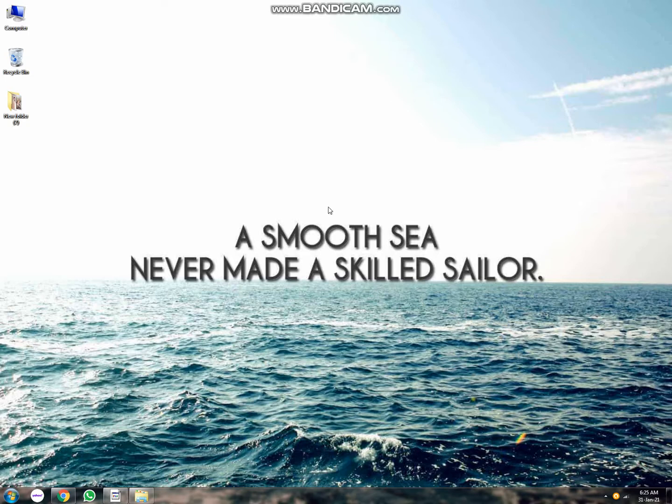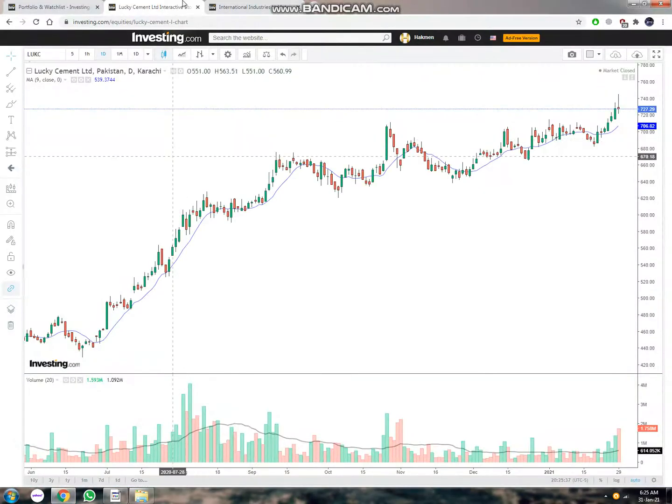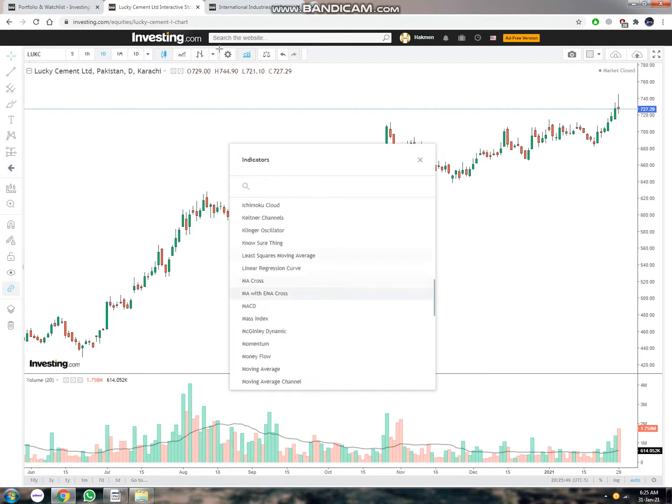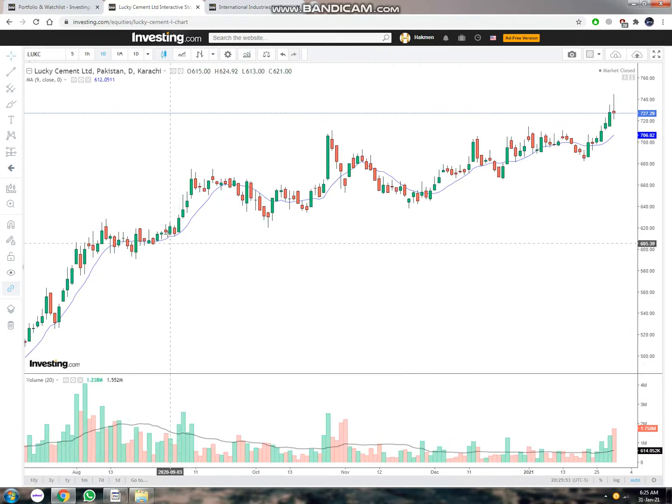Now, how the moving average is calculated, I will be showing to you later in this video, so stay tuned and have fun. Now, this is a moving average. This line is the moving average. How do you plot a moving average? Go to the indicators right here, click on moving average, and you will have a moving average plotted on your chart.